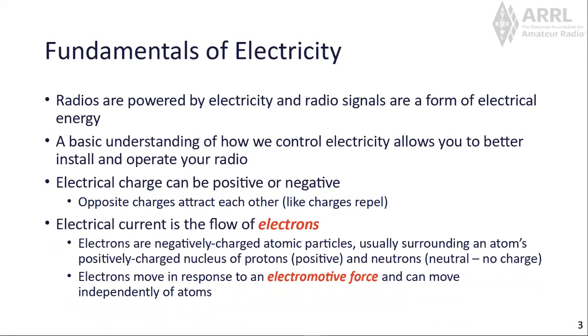Electrical current is the flow of electrons. Electrons are negatively charged atomic particles, usually surrounding an atom's positively charged nucleus of protons, which are positive, and neutrons, which are neutral. They don't have a charge at all. Electrons move in response to an electromotive force and can move independently of the atoms.